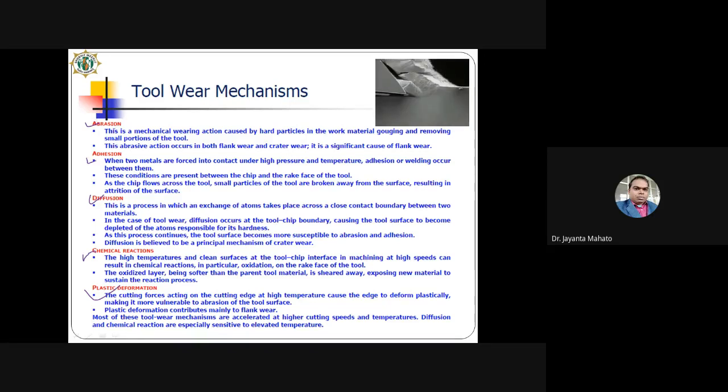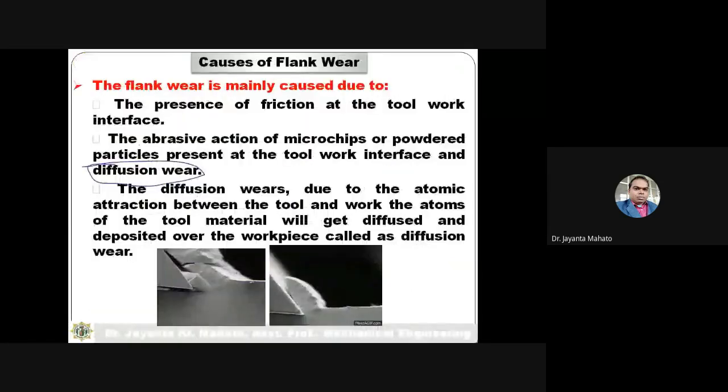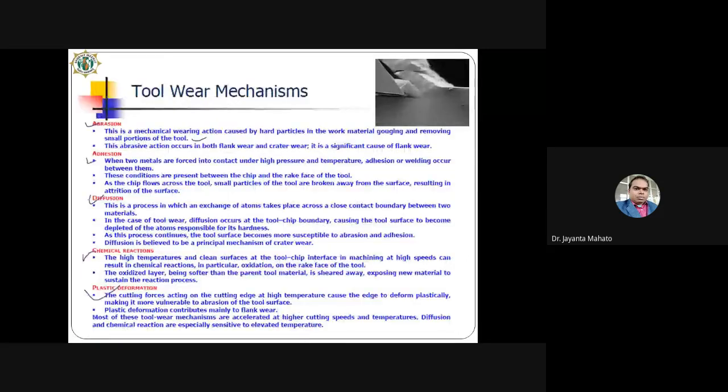Like abrasion, this is the mechanical wearing action caused by the hard particles in the work material, removing a small portion of the tool. So what types of wear mechanisms are happening? In this case, a diffusion type of wear mechanism will occur. So, what is the diffusion wear mechanism? Just read from here. And if there is abrasion, then what is the abrasion type of mechanism?